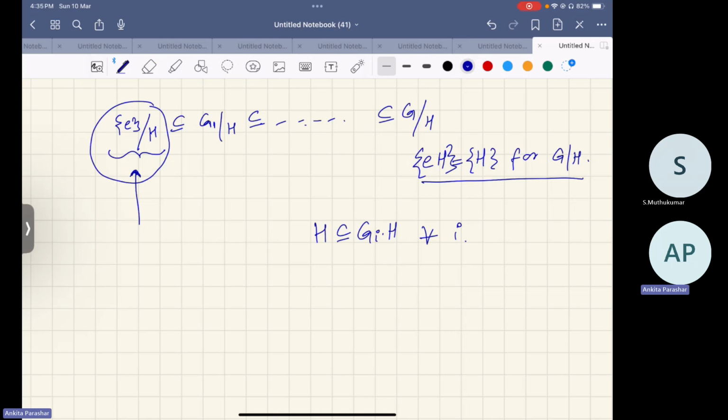And GiH is a subgroup of G. So this containment we have. Now I have given you some group structure; this is the hint. This should give you some hint on how to see the groups.